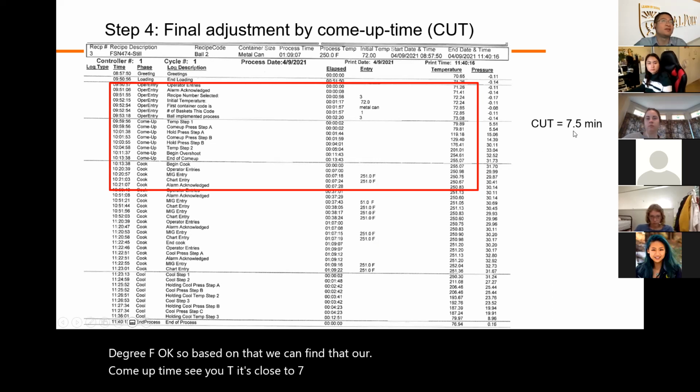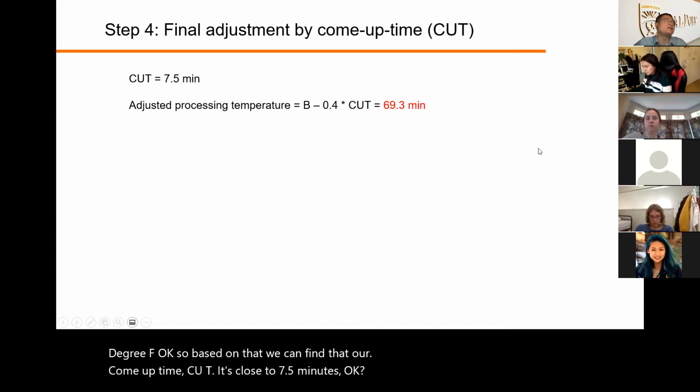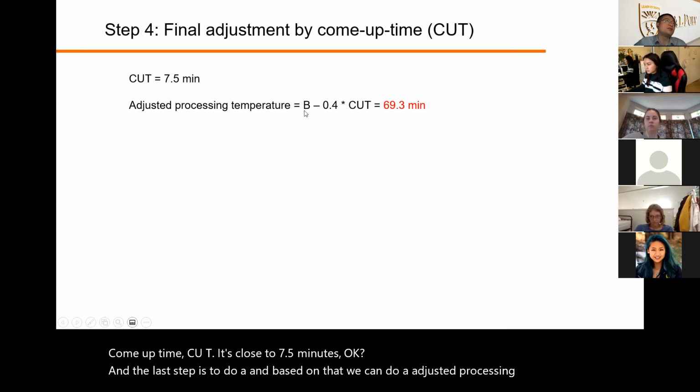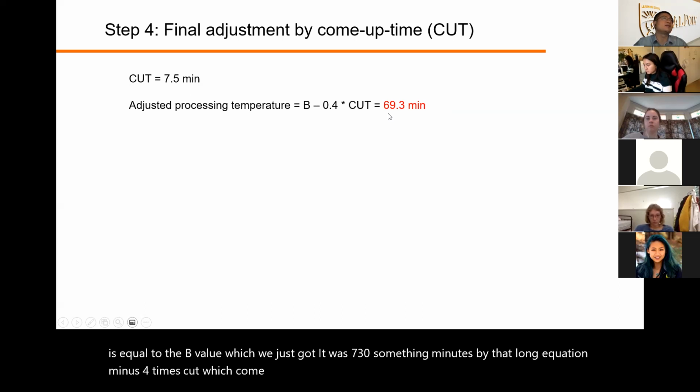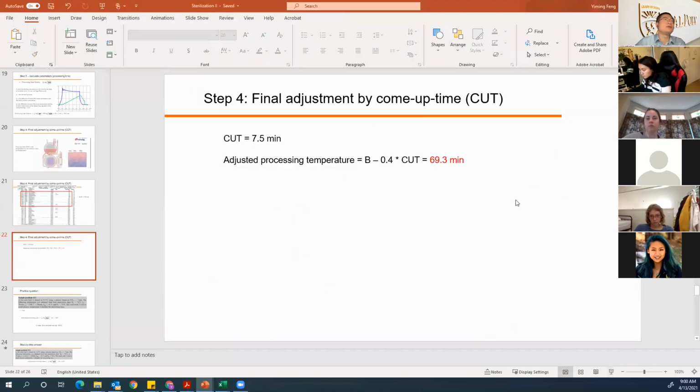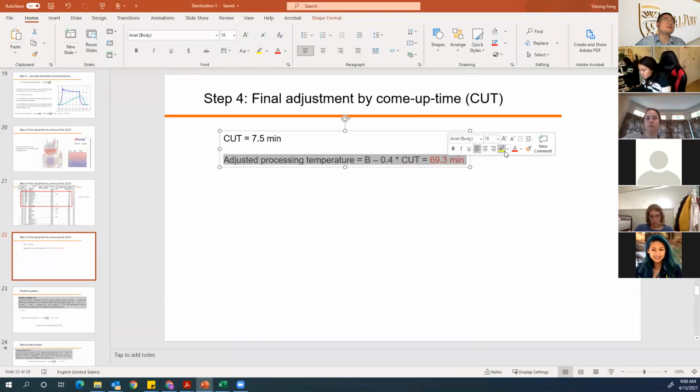7.5 minutes, okay? And the last step, based on that, we can do an adjusted processing time, which is equal to the B value, which we just got, was 70-something minutes by that long equation, minus 0.4 times CUT, which is come up time. We can get our adjusted processing time should be 69.3 minutes. So this is the final final answer.